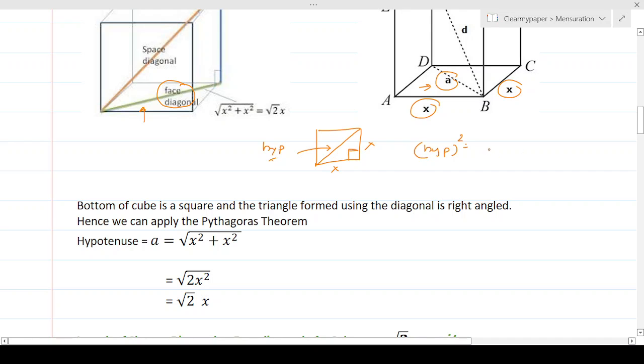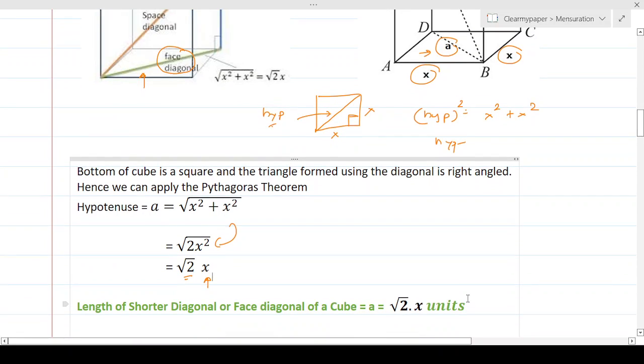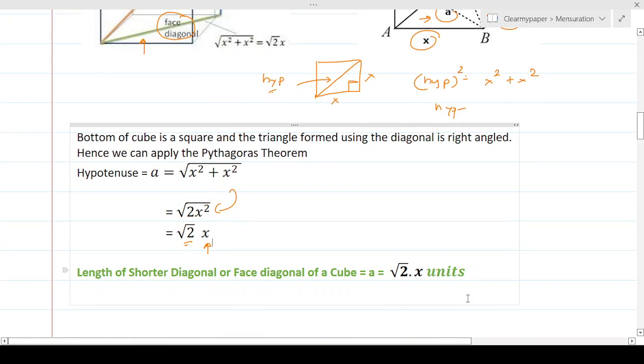squares of both the sides, x square plus x square, or we can say hypotenuse is equal to root, we can introduce a square root and say x square plus x square, and if you solve that, it becomes 2x square. And if you take the square root of x square, it becomes x, and root 2 remains by itself. And hence what we get is the length of the shorter diagonal is nothing but root 2 x units.